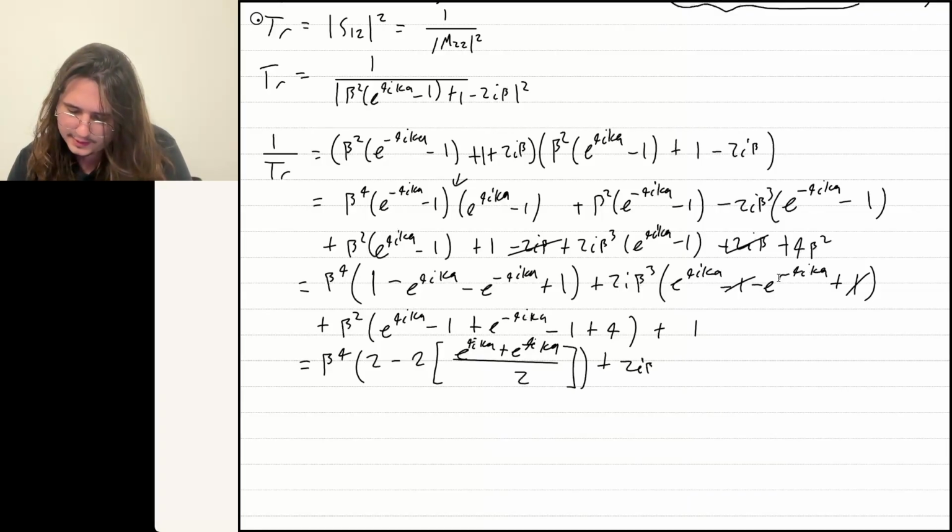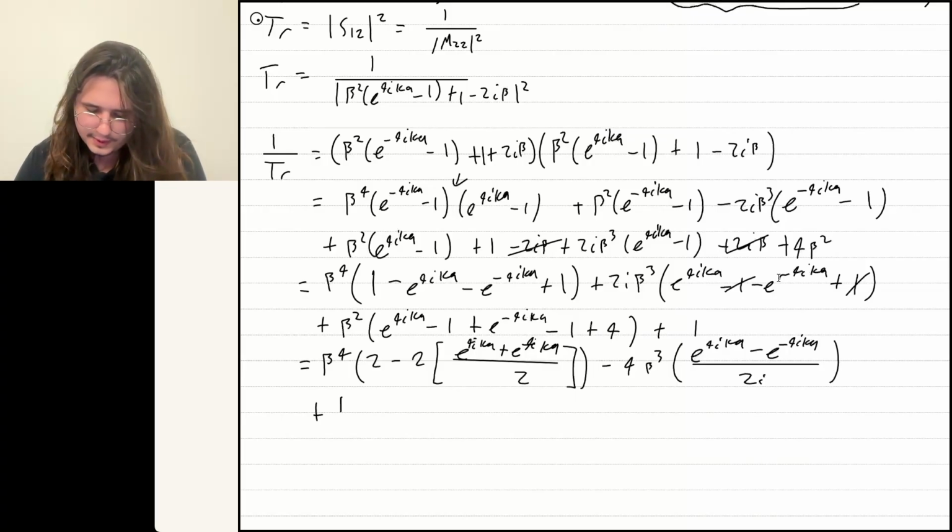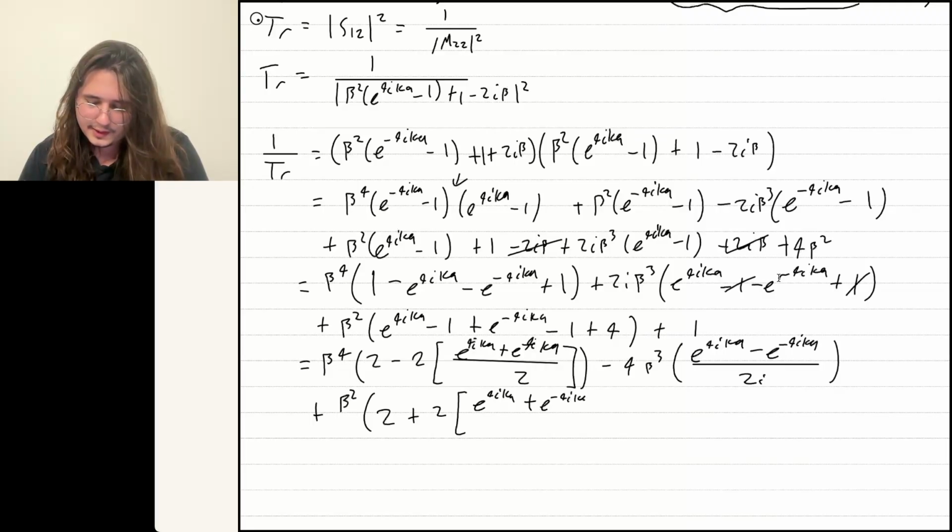Plus 2i beta cubed. Again, I'm going to be suggestive and go ahead and move the 2i down here actually. So minus sign, or that's not even true, plus 4 with a minus sign because I'm moving the i to the negative. But then we're going to have e to the 4ika minus e to the minus 4ika over 2i, plus beta squared. The ones will add up and it'll make 4 minus 2, which is 2, plus 2 times the fraction e to the 4ika plus e to the minus 4ika over 2, all plus 1.